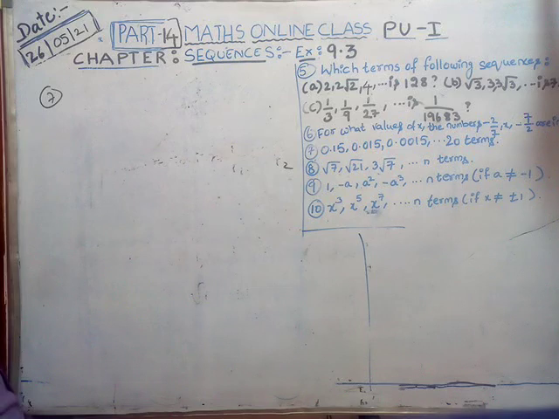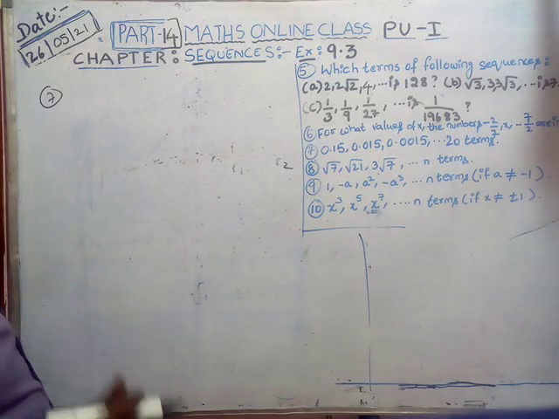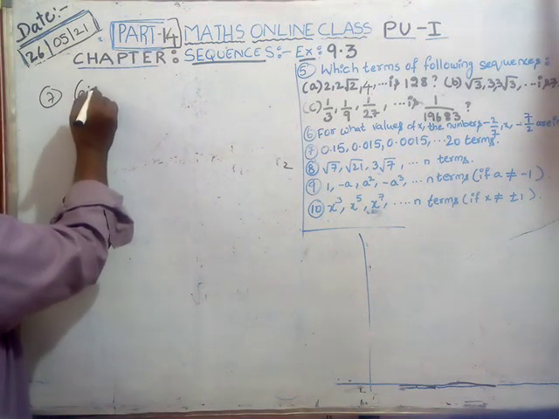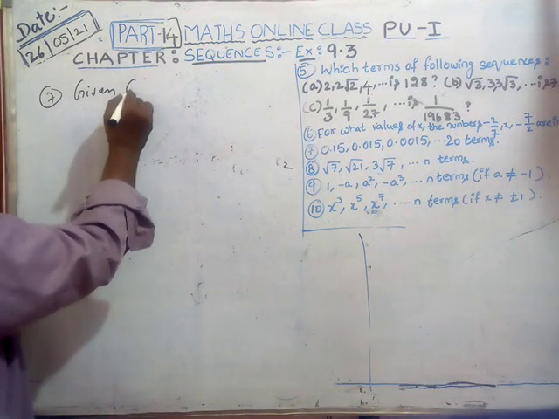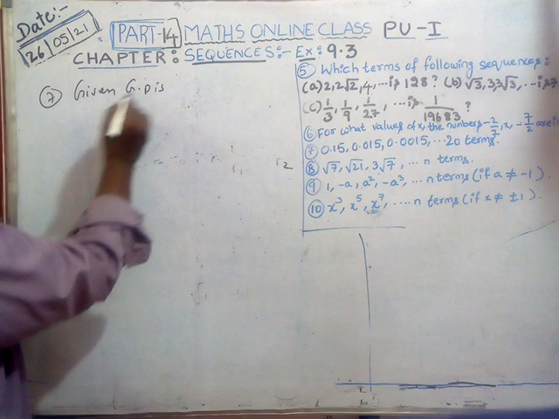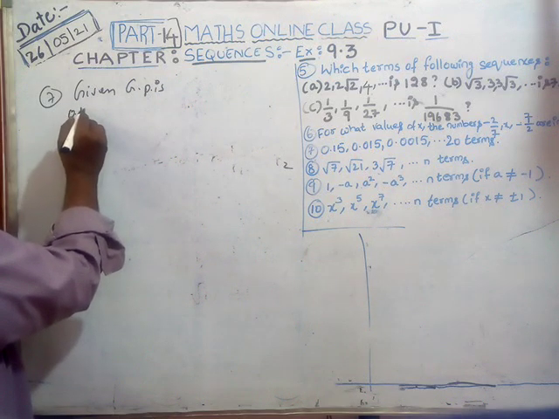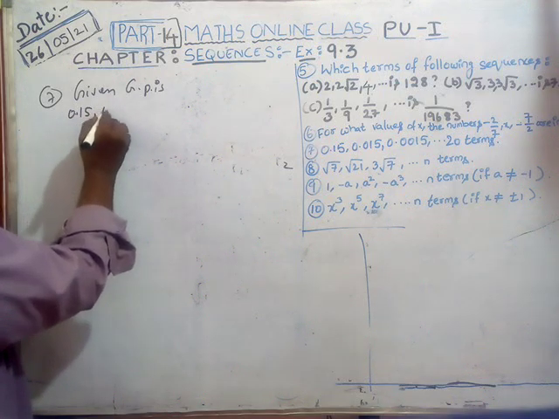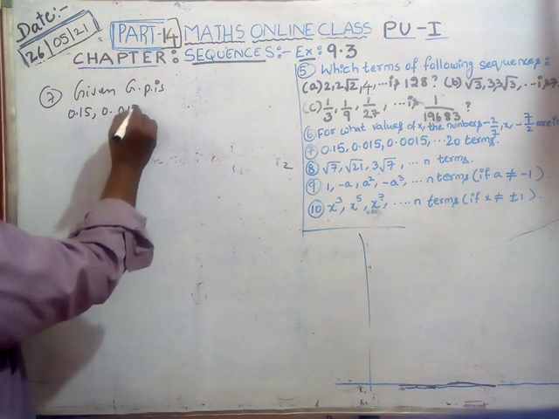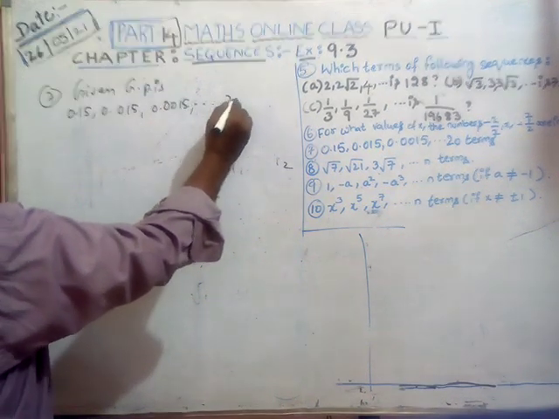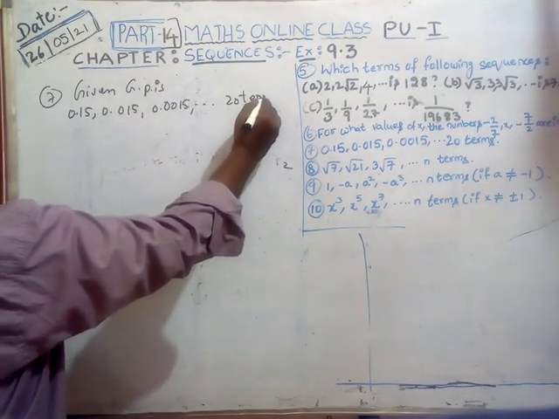Problems 7 to 10 are finding the sum of given numbers. The given GP is 0.15, 0.015, 0.0015 and so on, up to 20 terms.